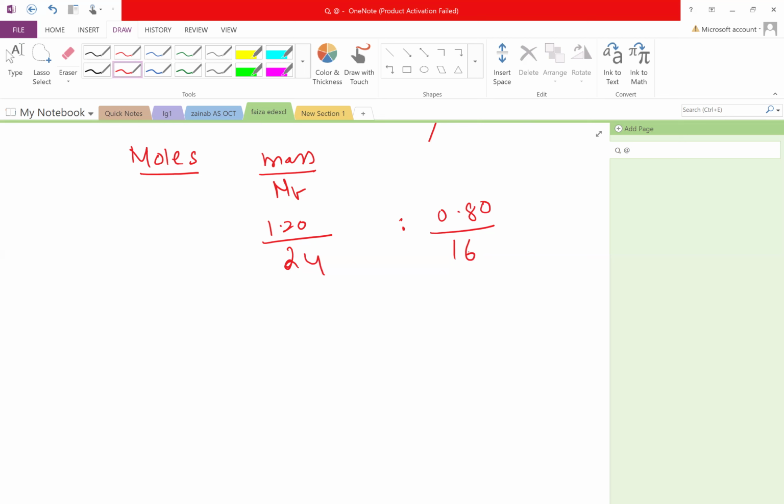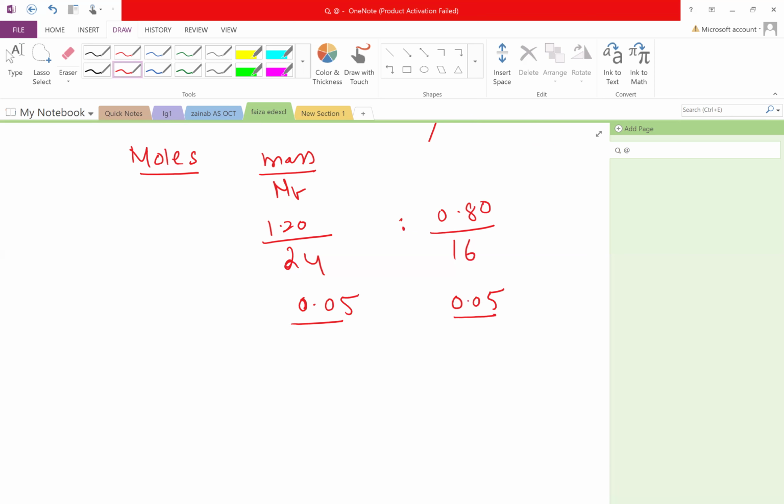For magnesium, we got 0.05. Okay. And for oxygen, we're getting 0.05. Okay. Now see, over here we are having the same ratios. We are not having a different number.